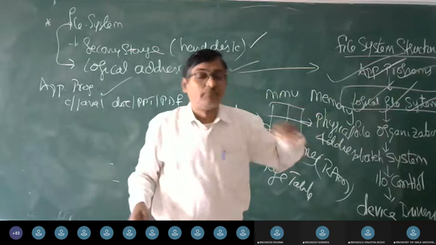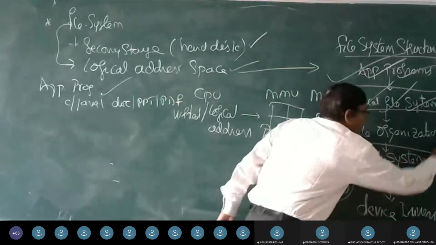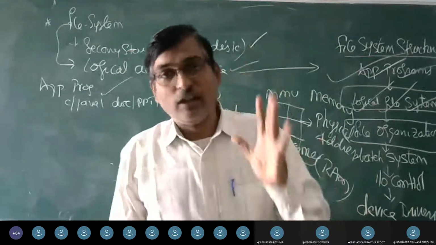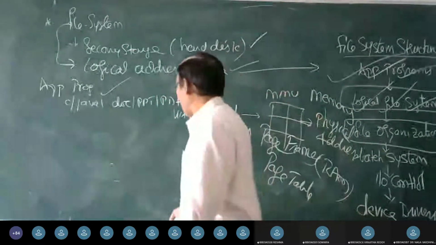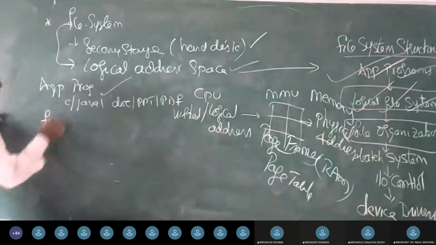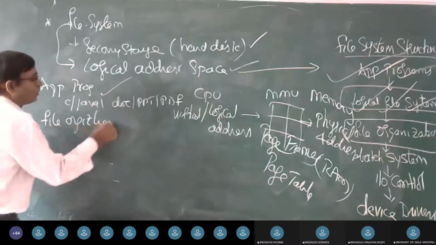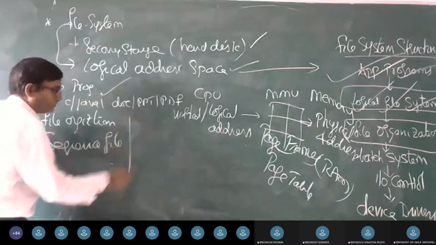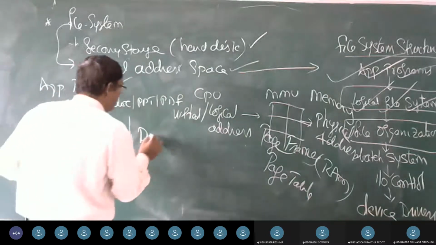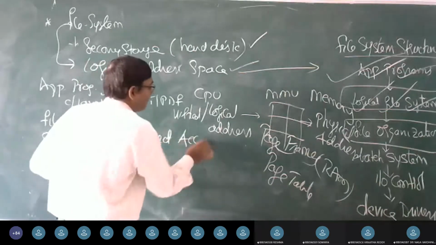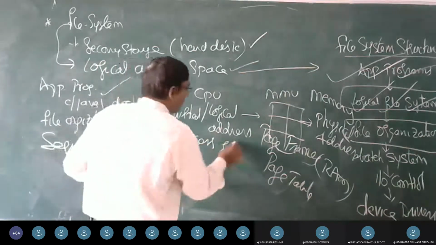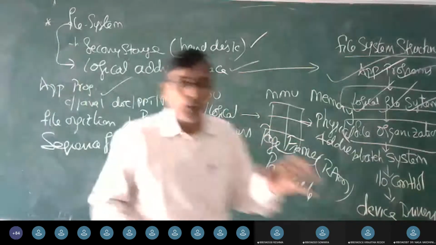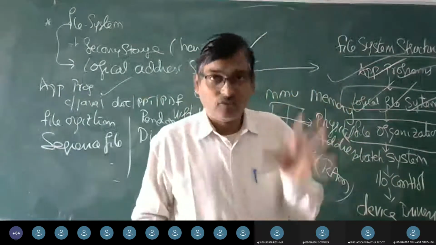After the logical file system is taken up, the next item will be the file organization. So what are the different ways of file organization? One, we call it a sequential file, and another, we call it a random access file, or a direct access file.